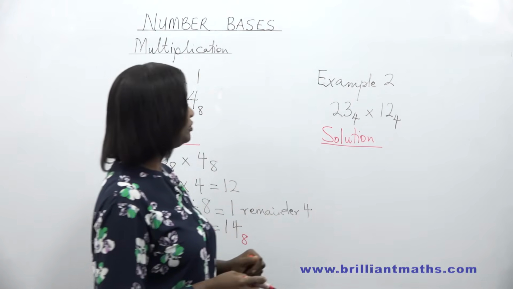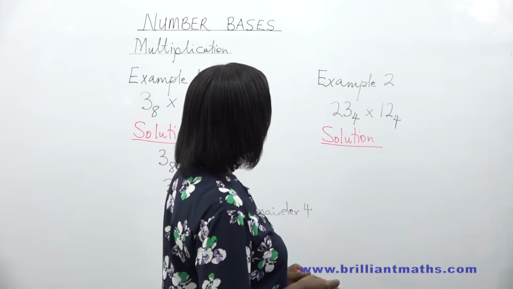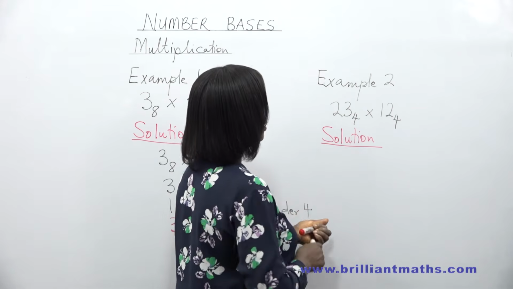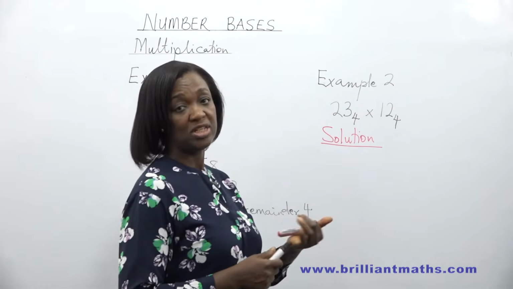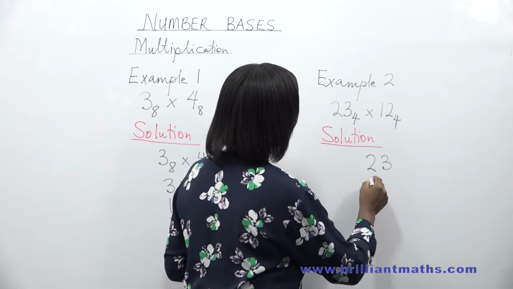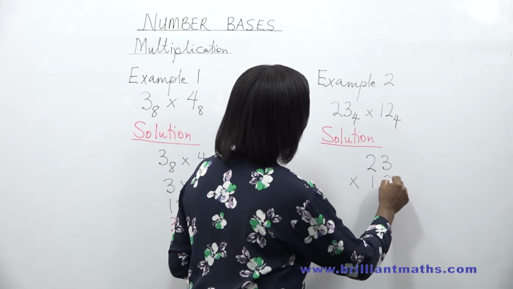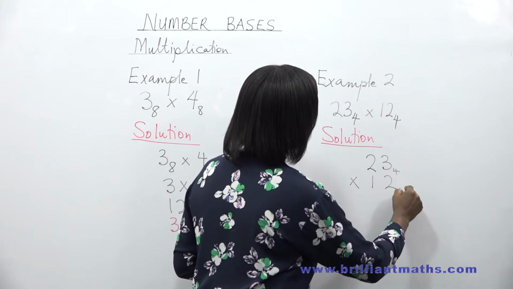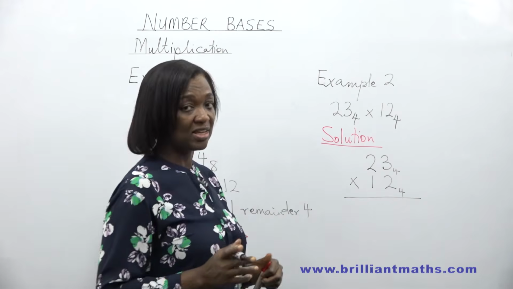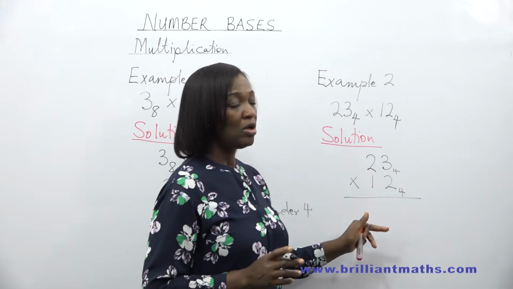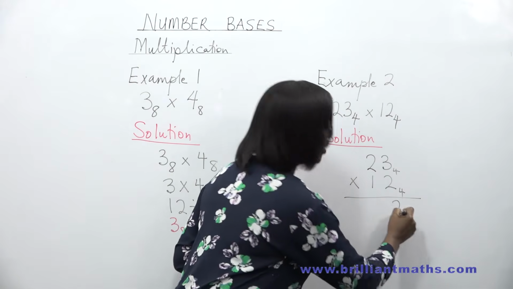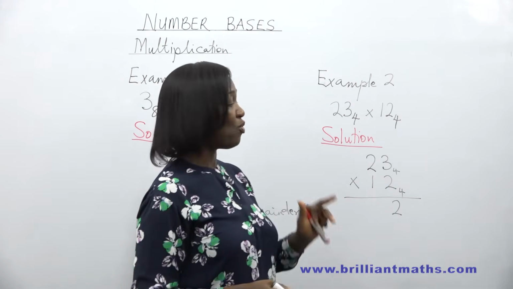Let's look at the second example. 23 base 4 times 12 base 4. This is 2 digits by 2 digits multiplication. So it follows the same steps. 23 times 12. We're working in base 4. So keep that base in mind. So 2 times 3 is 6. 6 in base 4. So we have to divide 6 by 4, remainder 2. So that's 1, remainder 2. So we write down the 2 and we carry the 1.